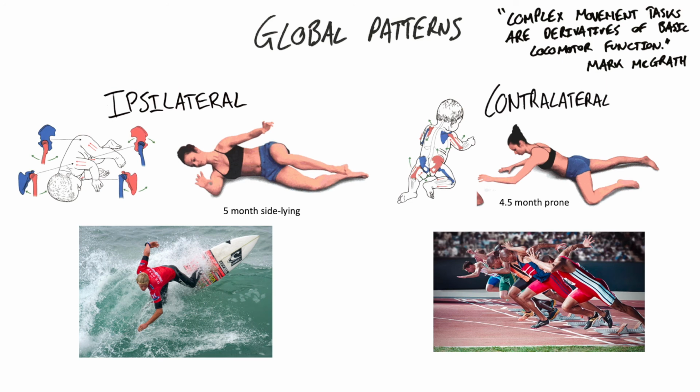And as human beings, there are two global movement patterns available to us, and they are the ipsilateral and the contralateral movement patterns. An ipsilateral movement pattern provides all of the movement content we need for turning, pivoting, and impressive surfing type maneuvers like we see here. A contralateral movement pattern provides all of the movement content we need to displace ourselves forwards with running and walking activities, etc. So the most complex movement tasks are simply derivatives of this basic locomotor function.